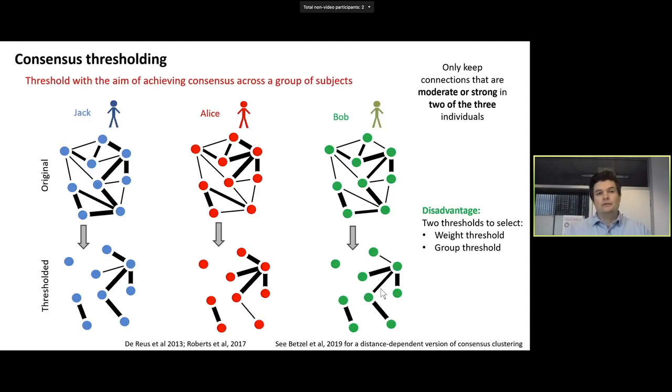A more recent thresholding approach is referred to as consensus thresholding. This is where, rather than thresholding individuals, we look for a consensus across a group of individuals. And in this case, we see that in Alice's network, if we look at this particular connection here, that's a weak connection, but it survives in the network. The reason it survives is because in Bob and Jack, that connection is actually strong. So we need a moderate or strong connection in 2 of the 3 individuals for the connection to survive.